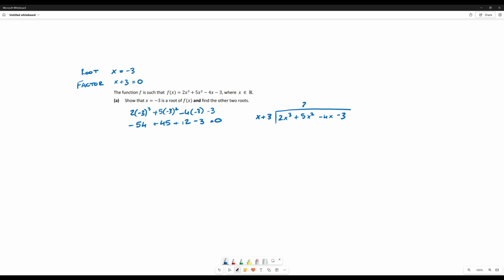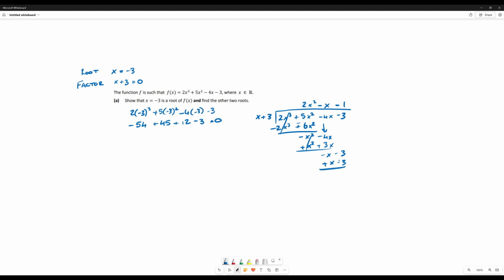But basically, this would be 2x squared, 2x cubed plus 6x squared. Draw a line, change the signs. Cancel. That becomes minus x squared. You bring down the minus 4x. This would be minus x up here. This would be minus x squared, minus 3x. Draw a line, change the signs. They cancel. You get minus x, minus 3. That would be minus 1. That would be minus x, minus 3.